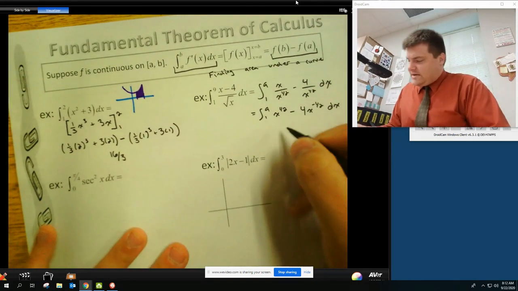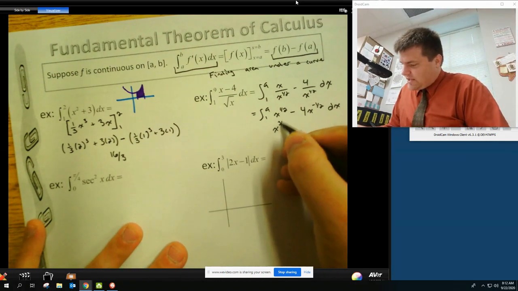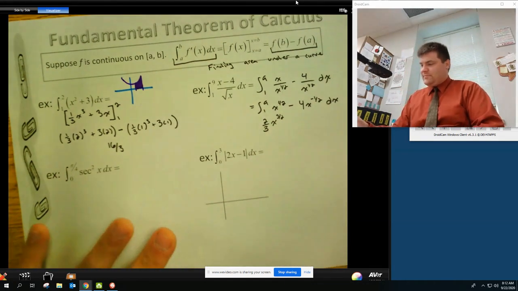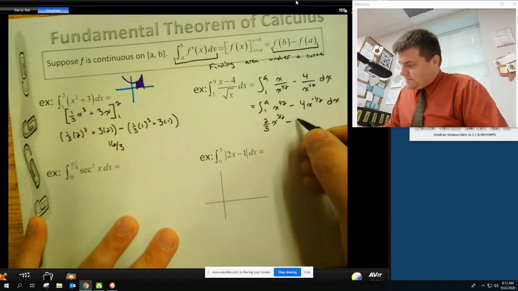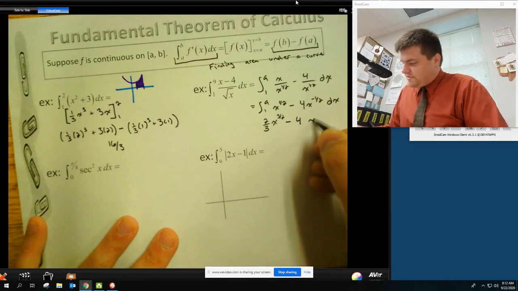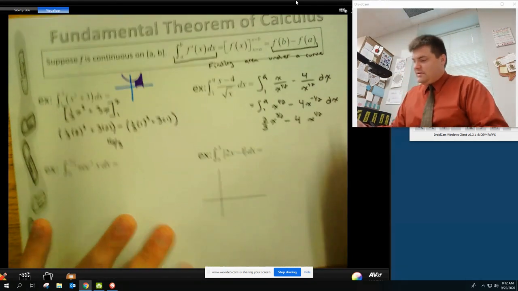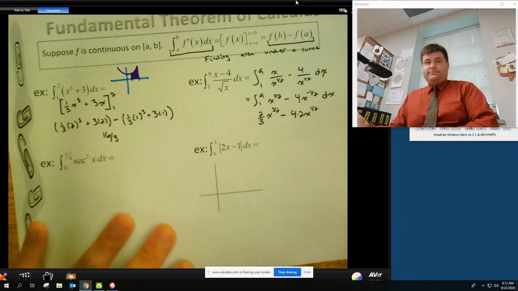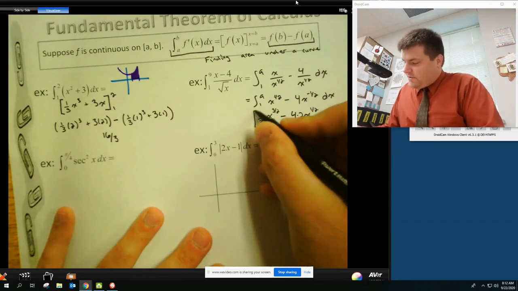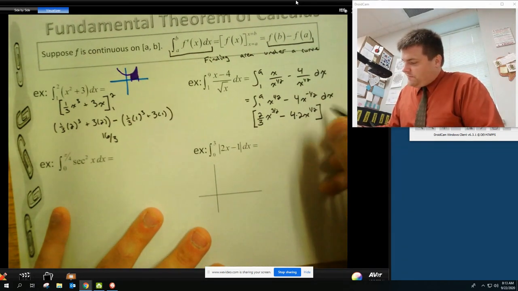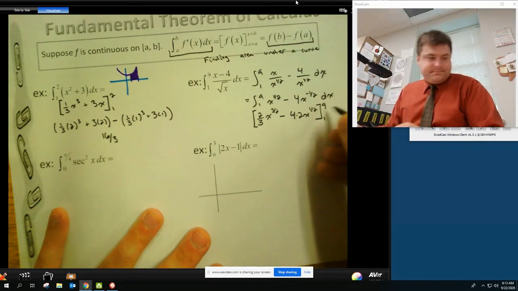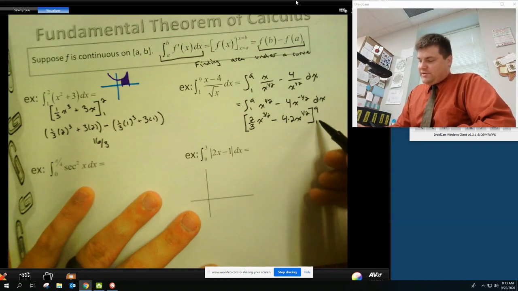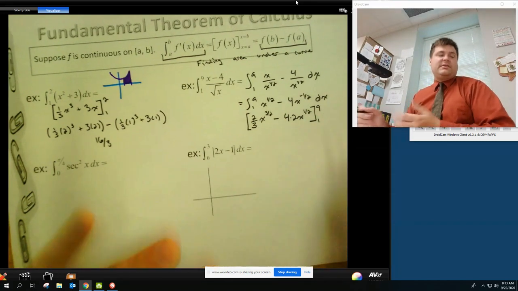Again, we're going to add one to the exponent to get x to the 3/2. So we're going to divide by 3/2, which becomes 2/3. Minus, this is going to become 4 times, I'm going to leave a space there, x to the 1/2. And then we're going to divide by 1/2, which is the same thing as multiplying by 2. Then I'm going to evaluate this from 1 to 9. You don't need an x equals up here at all. You can just put the 1 to 9, and then you're totally good.